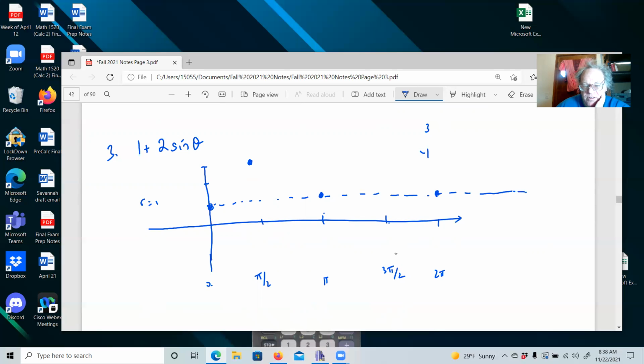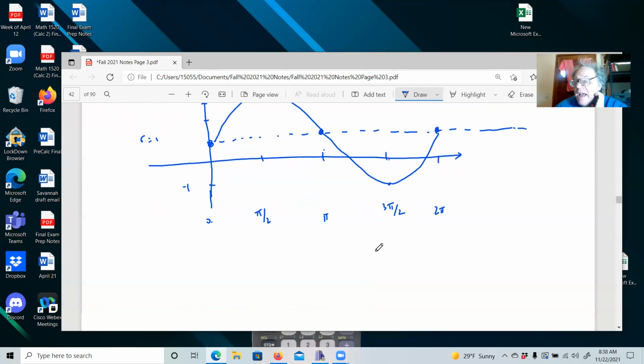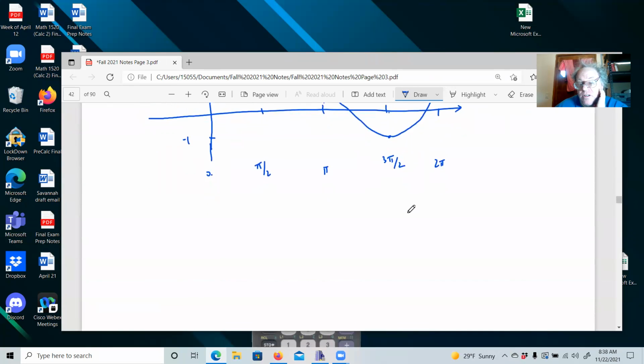And then 3 pi over 2, that's negative. So we go from 1 minus 2, that's going to be negative 1. Excuse me. So we're going to end up with a curve like this. And one of the questions I'm going to have if it does this is, where the heck does it cross 0?